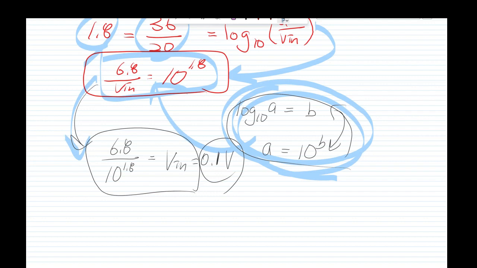What does that mean though? Find V sub in. Yeah, so if it's V sub in, it's the 1.8. 0.1.